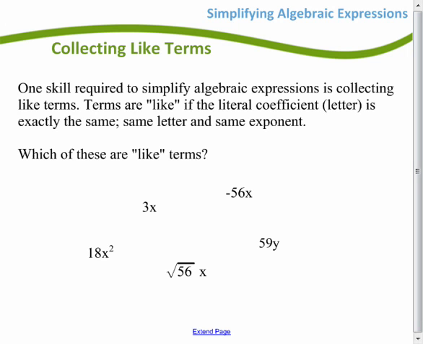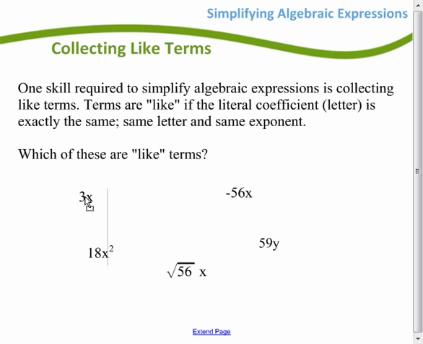In order to collect like terms, you have to know what a like term is. And like terms, like we say here, are terms in which the literal coefficient, or the letter, is exactly the same. Has to be the same letter, same exponent, etc. So take a look at the terms that I have down below and see if you can identify which ones would be like and which ones are not alike.